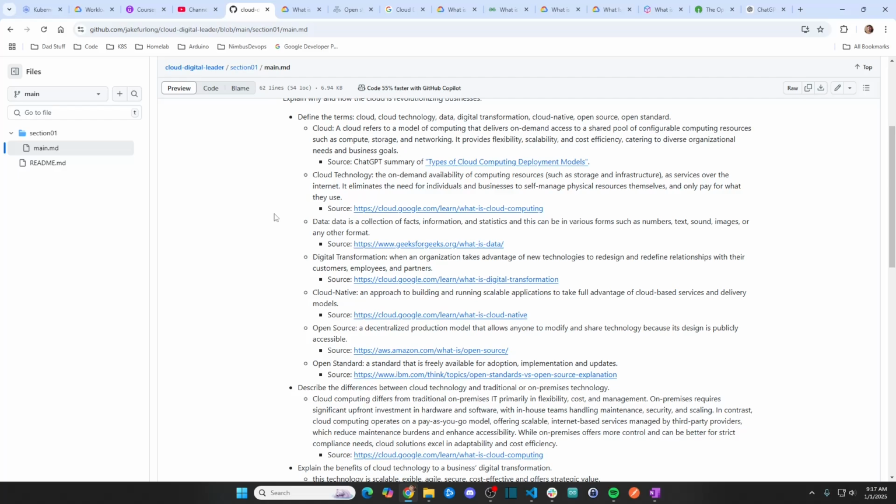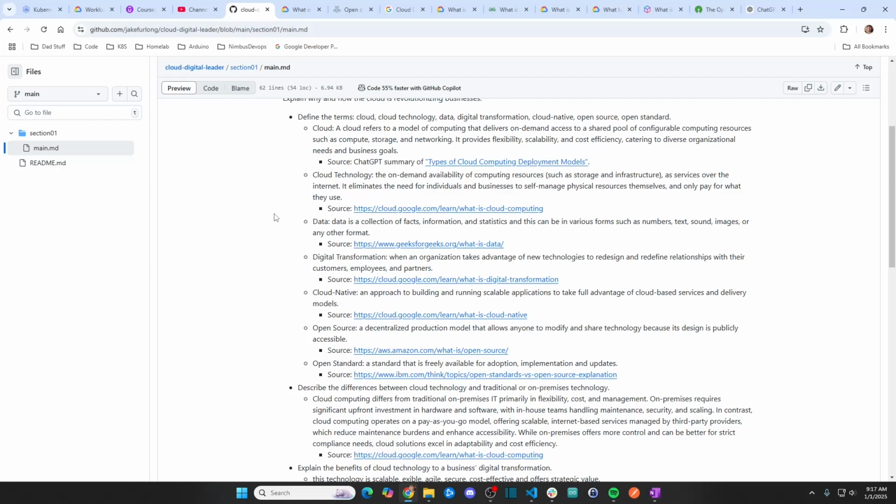Next, we define data, which Google didn't have a direct definition for, so I took the GeeksforGeeks definition because data is generic, so it's not really that important that I have a specific source. But ultimately, it's a collection of facts, information, and statistics that can be in various forms such as numbers, text, sound, images, or any other format.